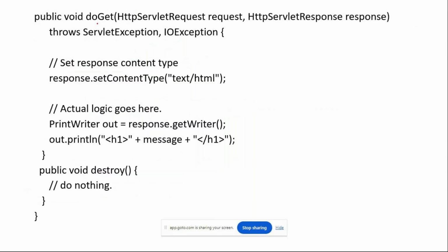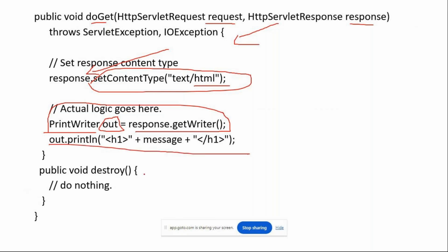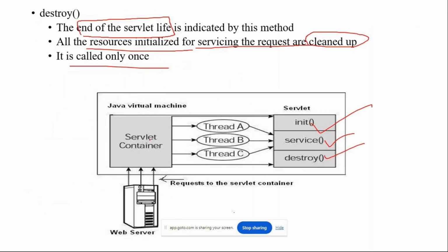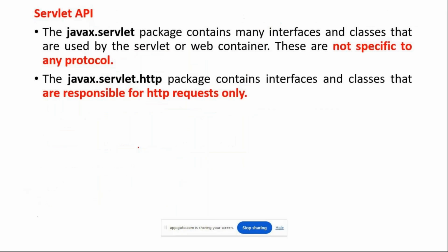Then the doGet method. In this method, the requests are handled, with two objects, request and response. You are setting the response in the form of an HTML response. The response coming from the server is in the form of HTML, so we have given text/HTML. Then PrintWriter out equals response.getWriter, which means we are writing an output with the help of the PrintWriter out object. With out.println we print the message. The message is hello world, which is displayed in bold form.